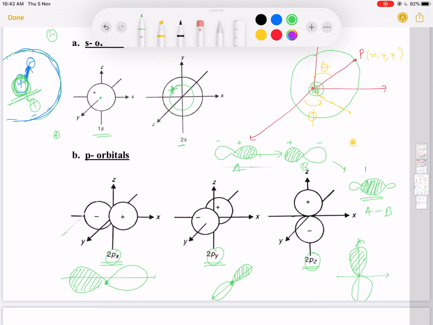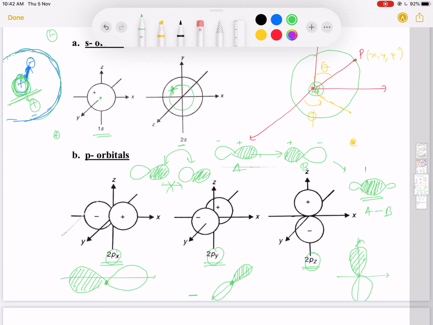Say if this is positive, and this one is opposite, negative, then this overlap will not be possible. If the symmetry is the same, then the overlap will result in low energy orbitals that are called bonding orbitals. And if the symmetry does not match, then the energy will be increased. Those things we'll be discussing in molecular orbital theory in the next lecture.